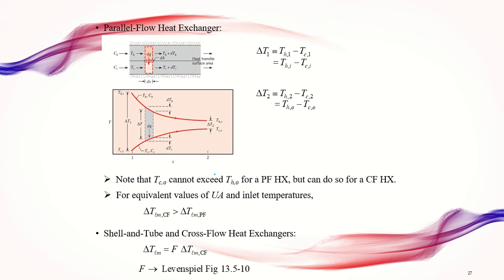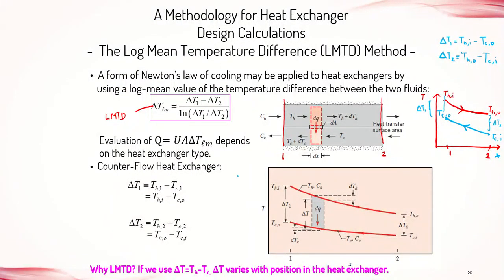So as you can see, the TC0, or the outlet of the cold fluid, cannot exceed the value of the TH0, the outlet of the hot fluid, for parallel flow. However, if you refer to this, you actually can get a value higher compared to TH0.